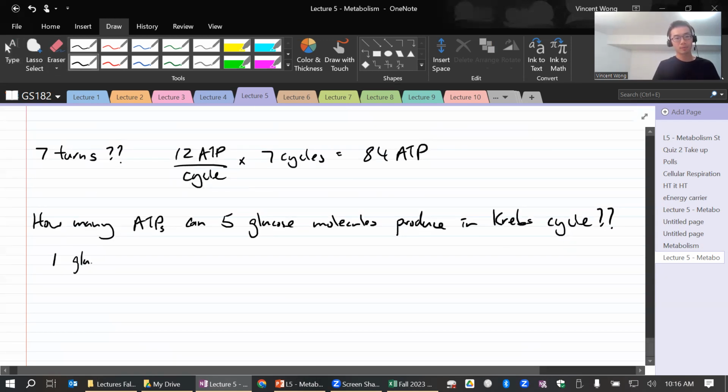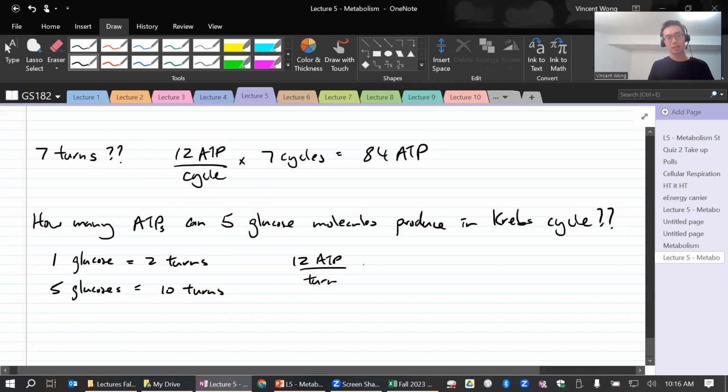1 glucose equals 2 turns. Is that okay, Madison? You understand why it's 2 and not 1? Yeah, because it gets split to the 2 sides. You got it. So 2 turns. If I have 5 glucose, that's 10 turns. 1 turn is 12 ATP, so 12 ATP per cycle times 10 turns, 120.